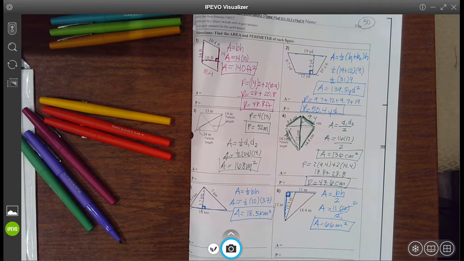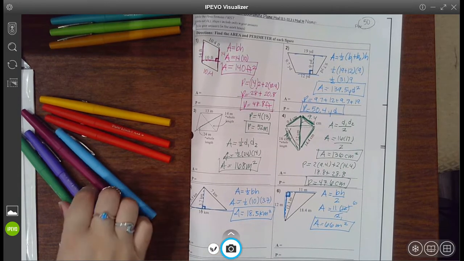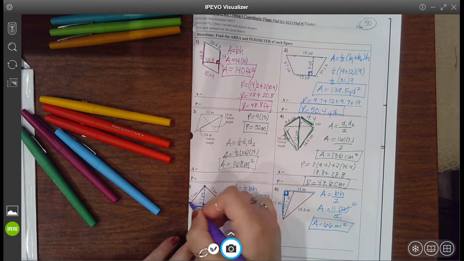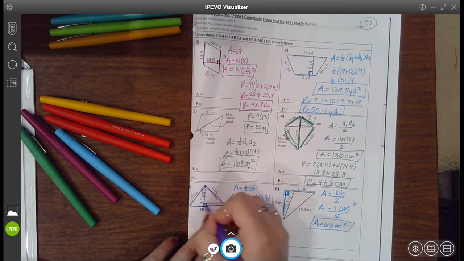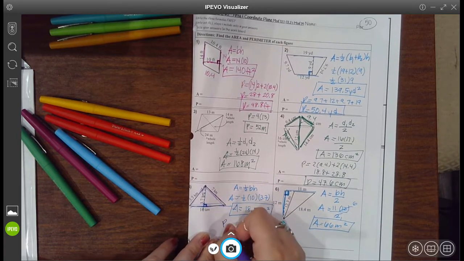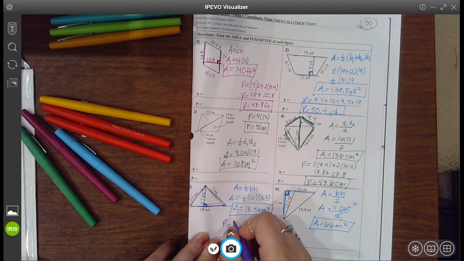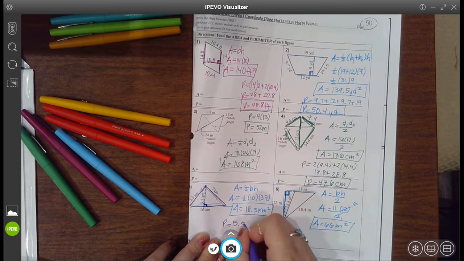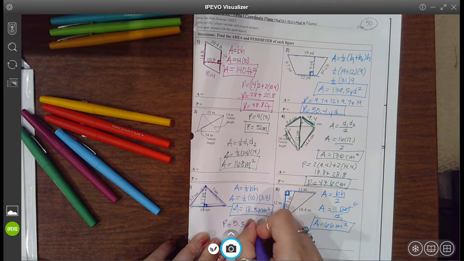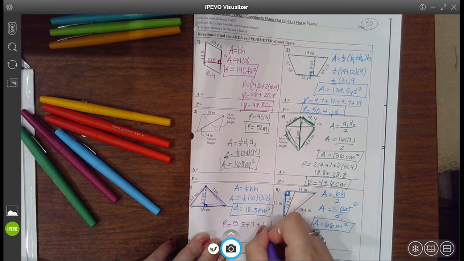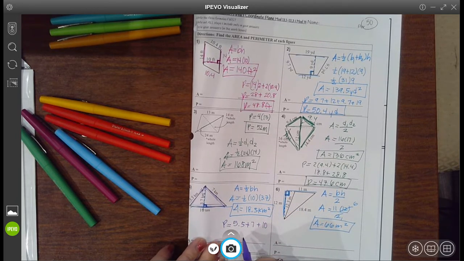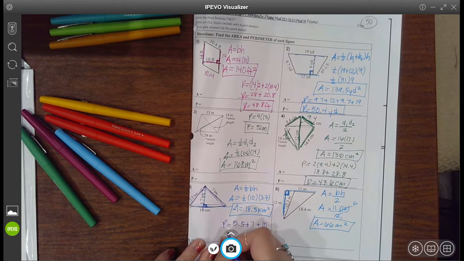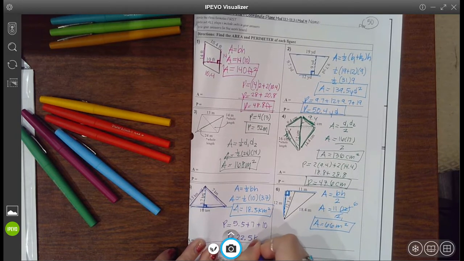Okay, now I found the area for both those triangles. The perimeter is, remember, just these solid outside edges. And it's a three-sided figure, so there should be 3 numbers we're adding together. The 5.5, that outside edge of 7, and this one of 10. Add all those together, 17 plus 5.5, you get 22.5 kilometers.